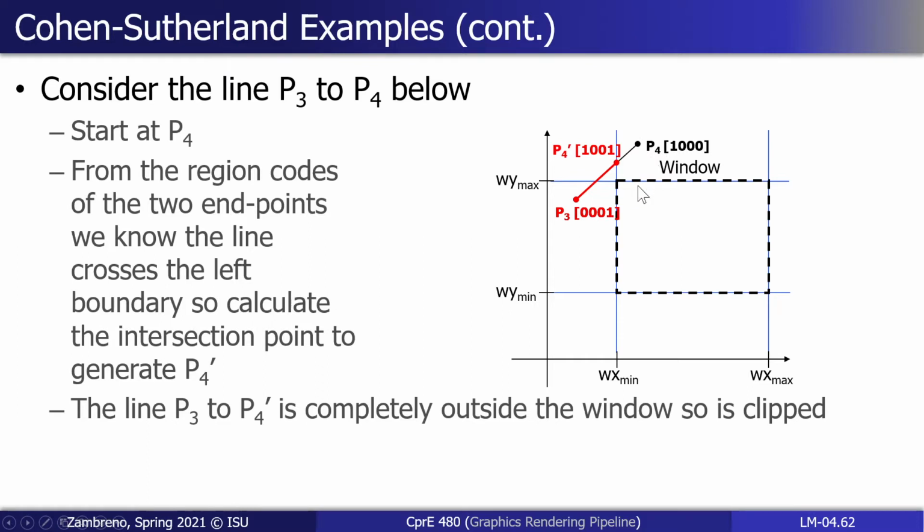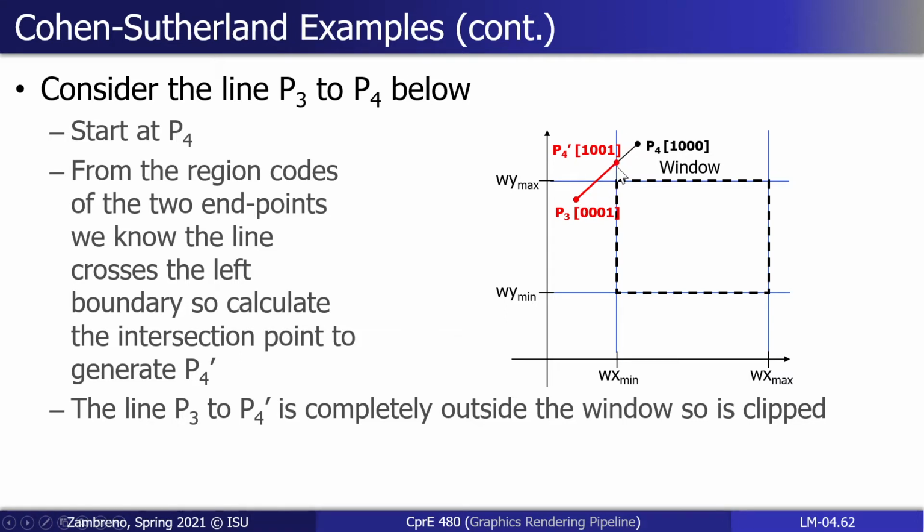Based on the difference in the two region codes, we know that this line eventually crosses the left boundary because we go from a 0 in this position to a 1 in this position. We don't have to check against all the boundaries. We know that's the boundary this is going to be crossing. So we would perform the intersection of the line with this left border to get P4 primed here. And then the nice thing about this approach is then we're done. We've calculated P4 prime from our P4, and we could have done it the other way as well.